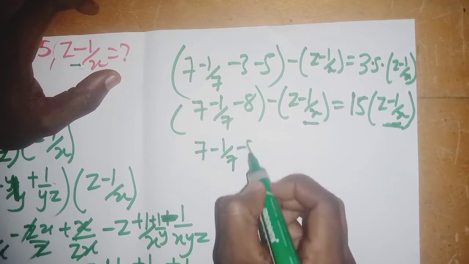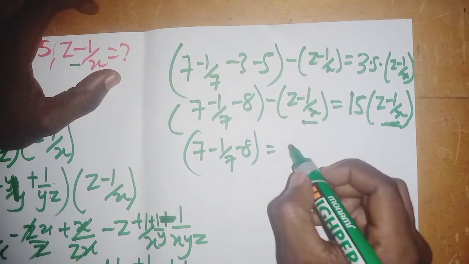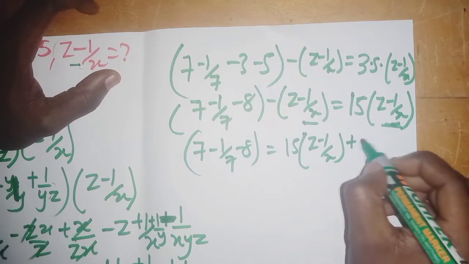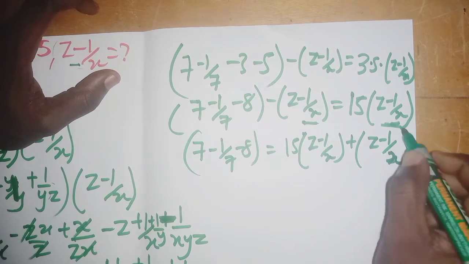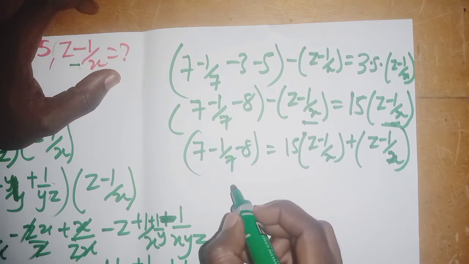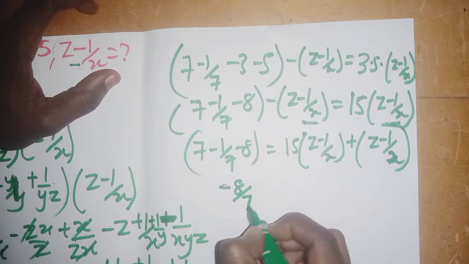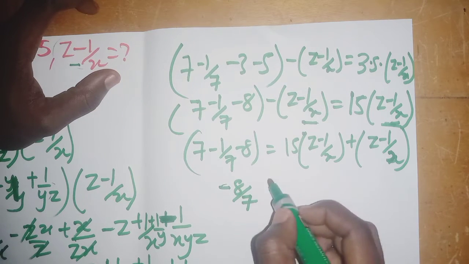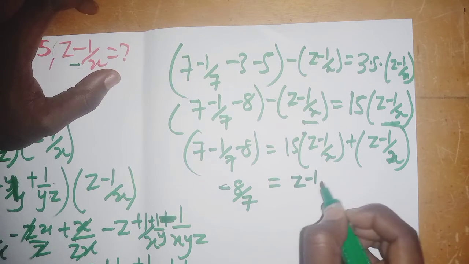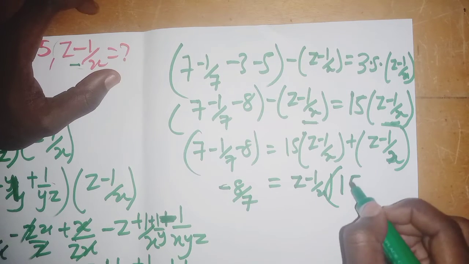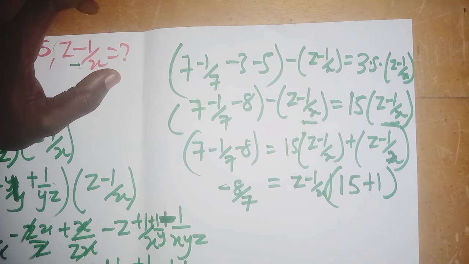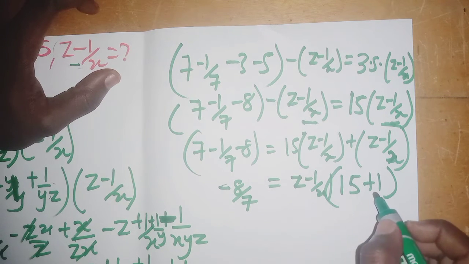So we have 1 over 7 minus 8 here, and I'm taking this to the other side, so it becomes 15 z minus 1 over x. Remember, it is negative. When I take it to the other side, it becomes positive. So now the whole of this becomes minus 7 over 8, or minus 8 over 7 when you solve this. Then we realize that I can factorize z minus 1 over x outside. When I factorize that outside, I have just my 15 here, and then plus 1 in this case, right? So this is what I have, and then I'll send this to the other side.